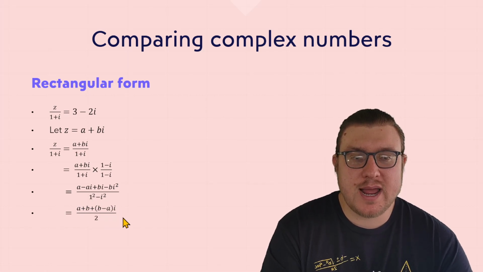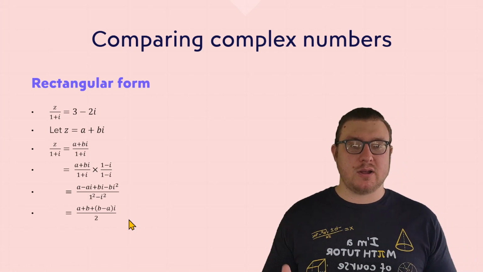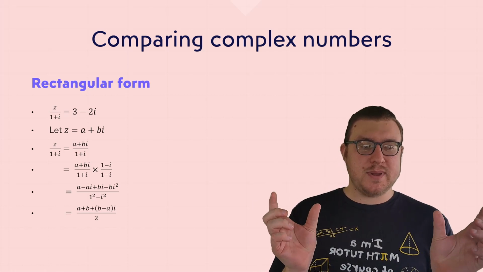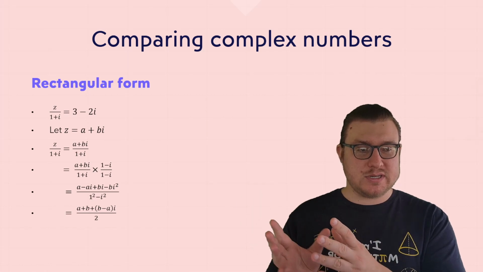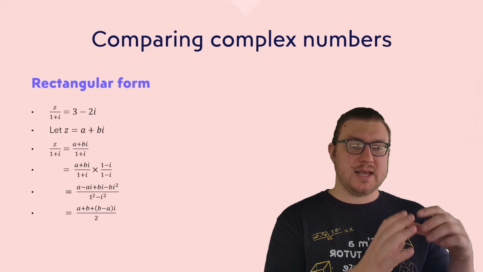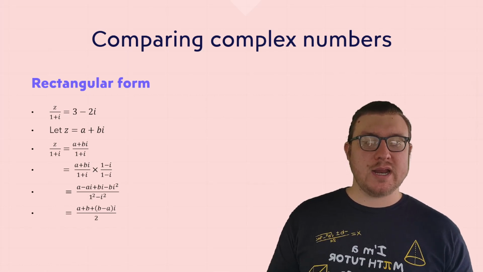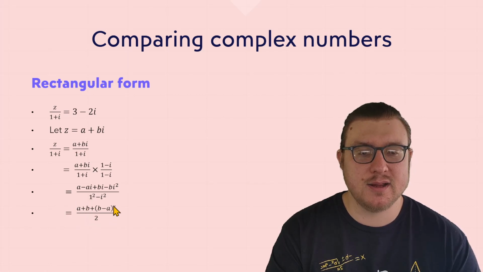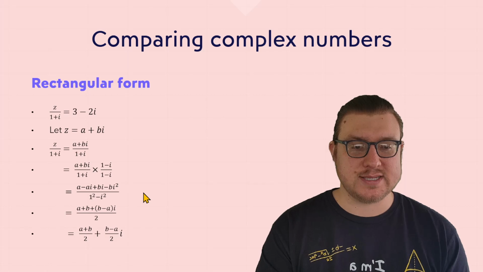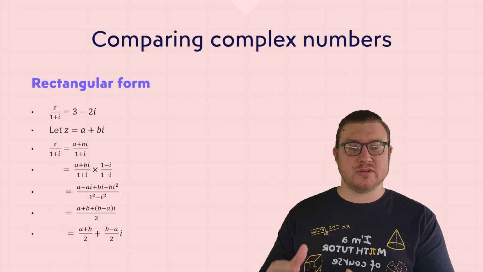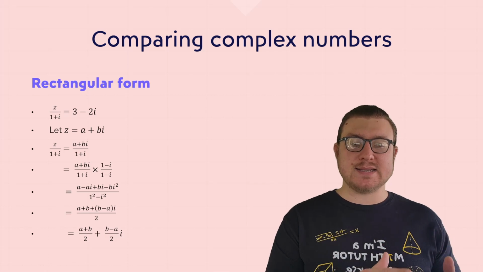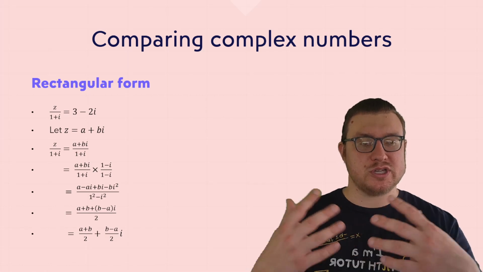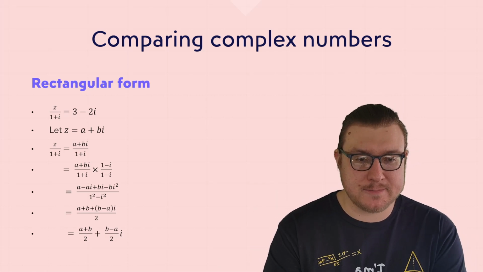Now we always want to write our complex numbers in rectangular form, a plus bi. Now, a and b might be different here, but a real part plus an imaginary part. So what we can do here is split our fraction into the real part and the imaginary part. We have a plus b divided by 2, and then we have b minus a divided by 2, and we just keep the i behind it because we just keep track of where the imaginary part is.